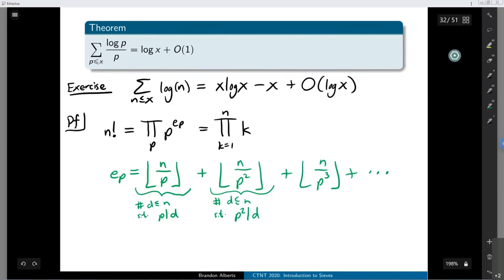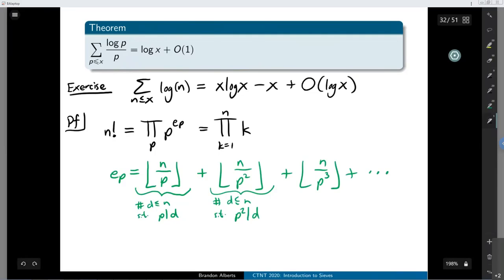Now I say infinite sum, but technically this is not an infinite sum because we have these floor functions here. Eventually, you'll find a power of p that's bigger than n, which will make this fraction less than 1. And so when you put it into the floor function, it will become 0. So the way we write out this explicit formula, it's written out as an infinite sum, but it's secretly a finite sum because all but finitely many of the terms are secretly 0.